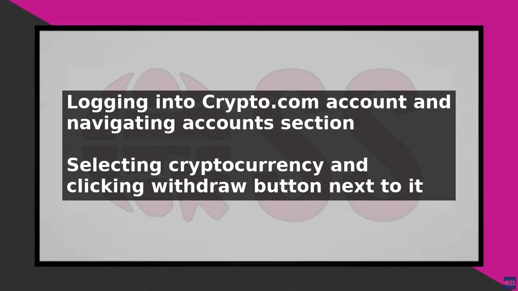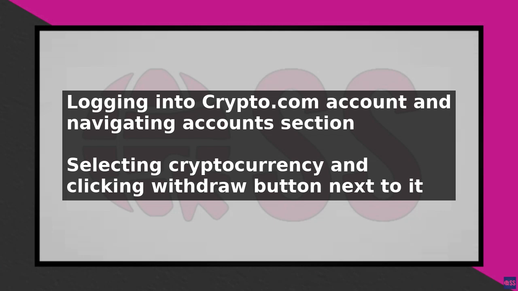To transfer crypto from Crypto.com to an Onchain wallet, you need to have a basic understanding of cryptocurrency transactions and wallet management. Start by logging into your Crypto.com account and navigating to the Accounts section. Here you will see a list of all your crypto assets and their respective balances.